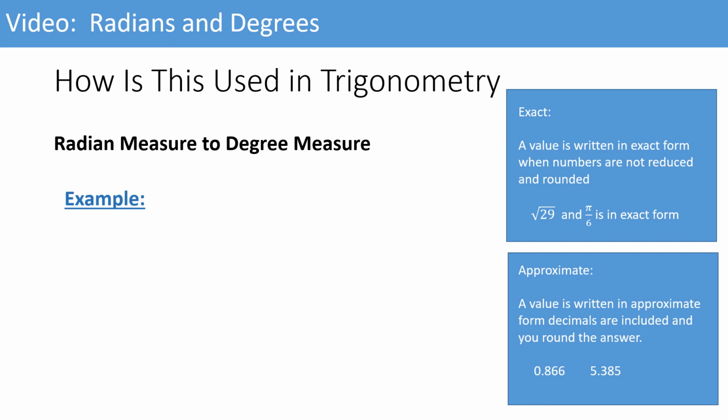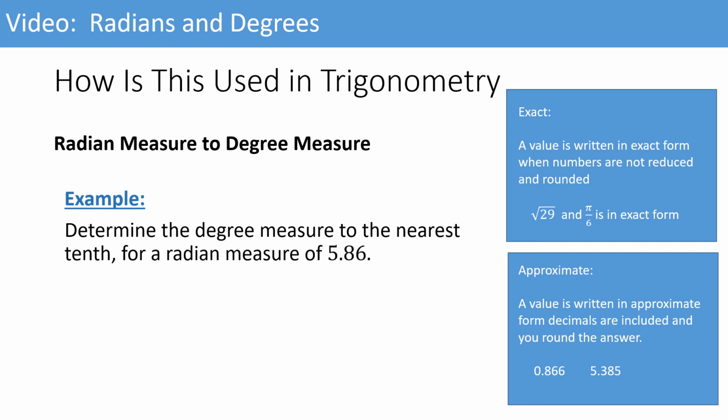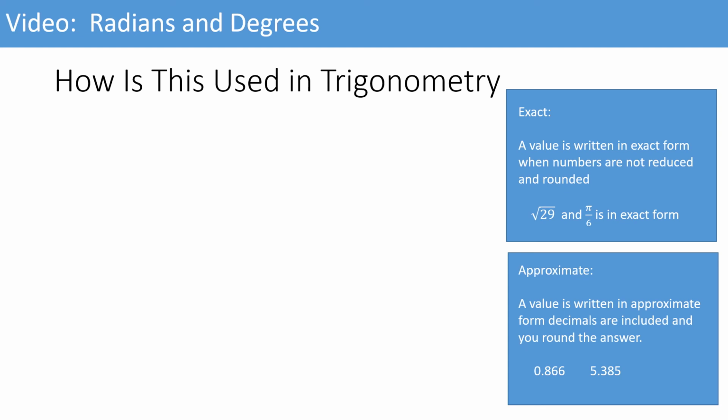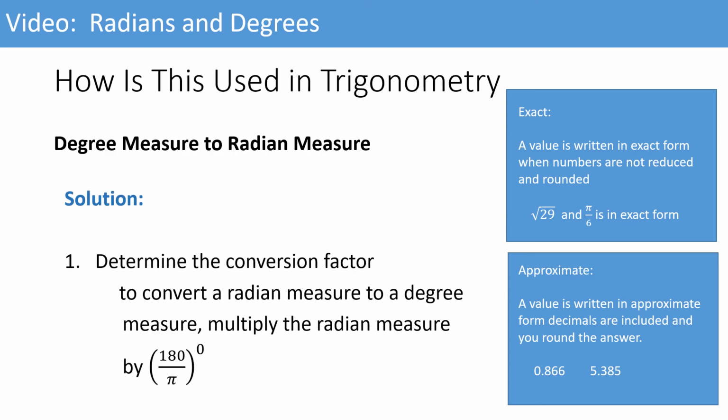Here is another example that you can try. Determine the degree measure to the nearest tenth for a radian measure of 5.86. Solution: determine the conversion factor to convert a radian measure to a degree measure by multiplying the radian measure by 180 divided by pi degrees.